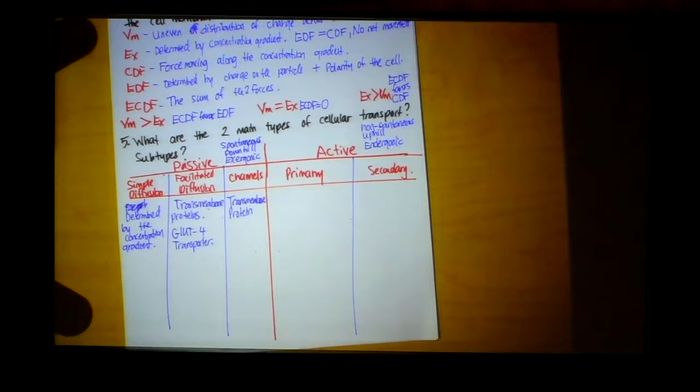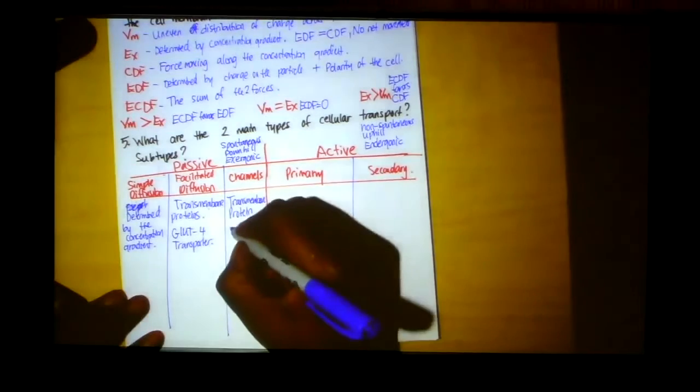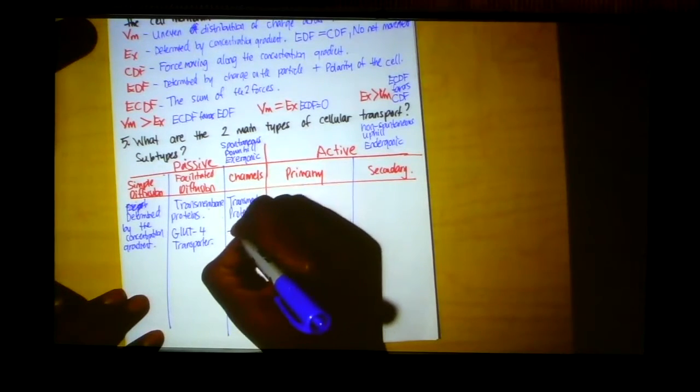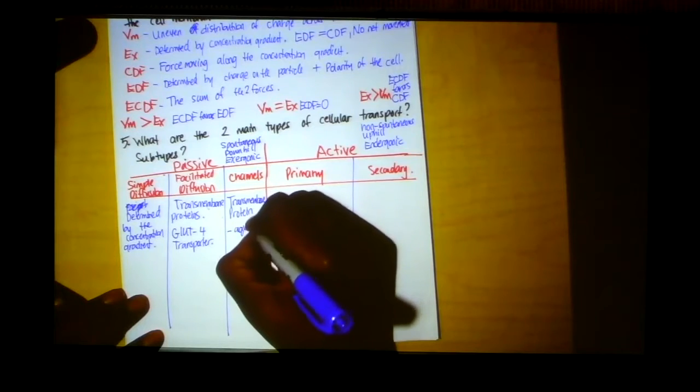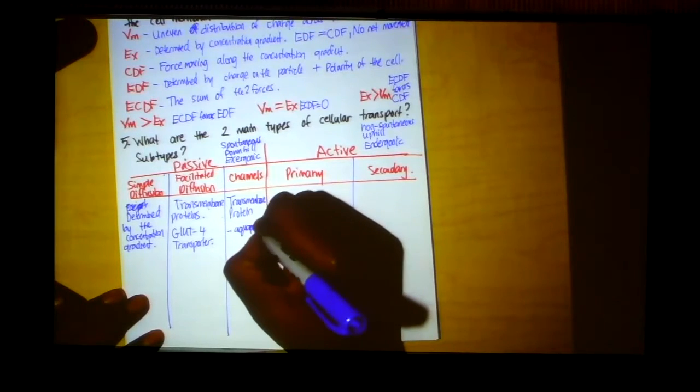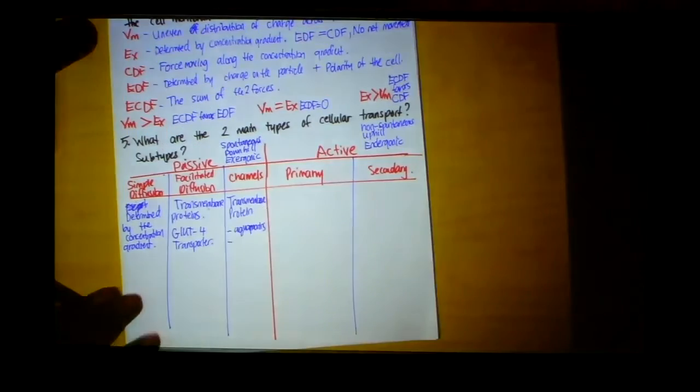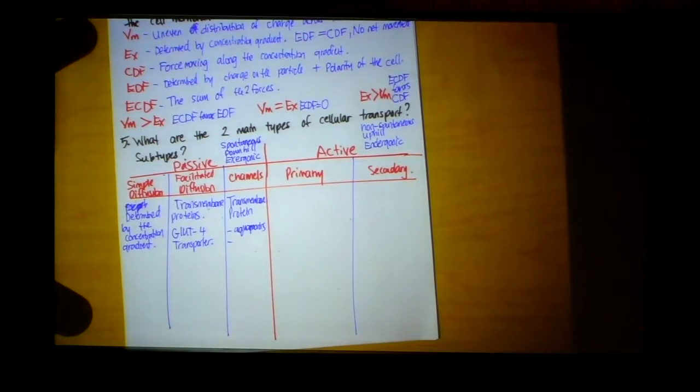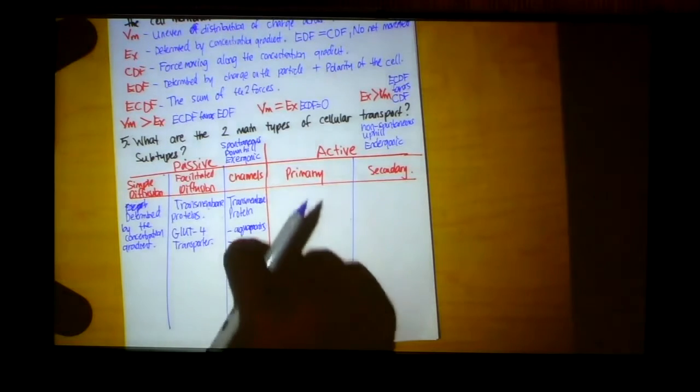What were some examples that we spoke about? What are some things that actually need to go through a channel because they cannot go through that lipid bilayer? We spoke about aquaporins, correct? And what molecule do aquaporins facilitate or allow? Water, good. What are some other channels?